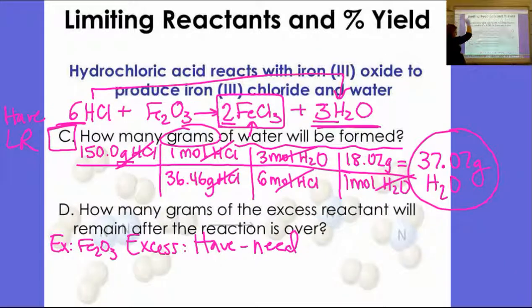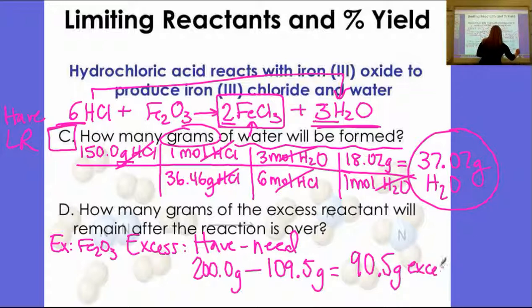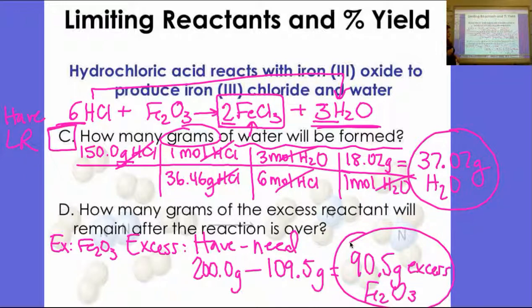109.5 grams. So, how much did I have? 200.0 grams. How much did I need? Minus 109.5 grams. Do that subtraction in your calculator. That would give us 90.5 grams of excess Fe2O3. Again, I wasted 90.5 grams of Fe2O3, which you know may be very expensive, so that's cutting into my profit. So I need to readjust my ratios a little bit, or how much I start with.